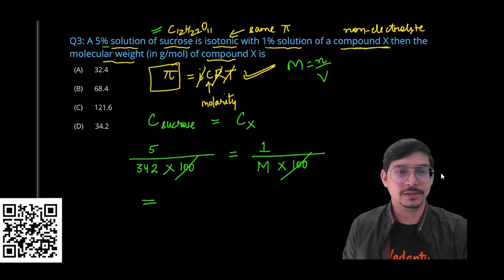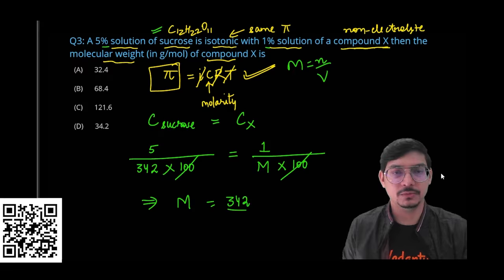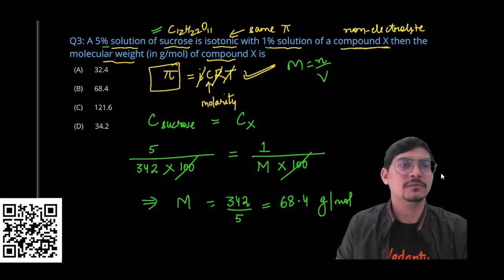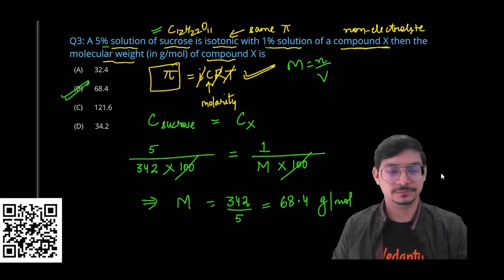So it's very simple. The calculation now: the molar mass of the compound would be 342 divided by 5, which would be 68.4 gram per mole. So the correct answer here would be option B. Thank you.